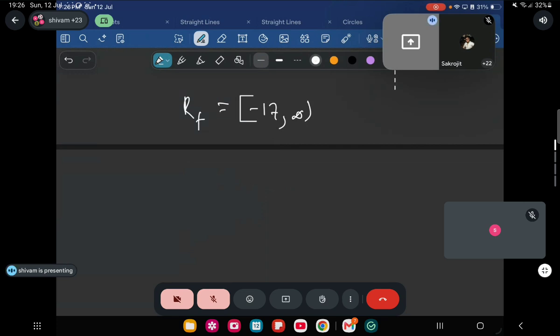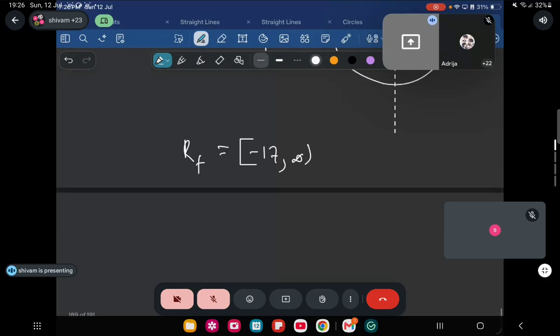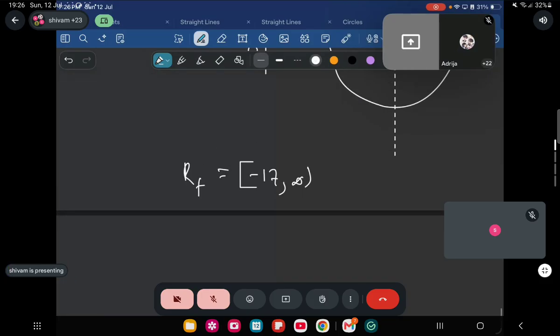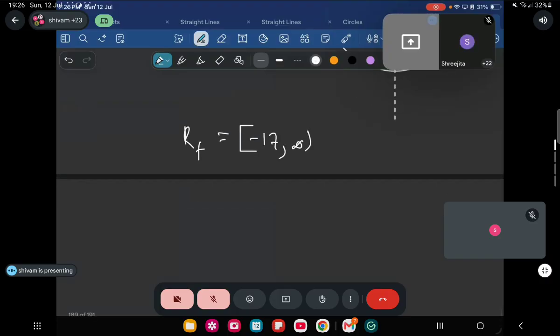Tell me, those who are online, is it clear? Have you people understood how I drew the graph? Tell me, Agriba, Adrija, Pratyay. Yes, sir. Rishabh, Tom. Yes, sir. Swapnil, Shashi, is it clear? Shashi, Shujita, Agnimitra, is it clear? Yes, sir. Okay.